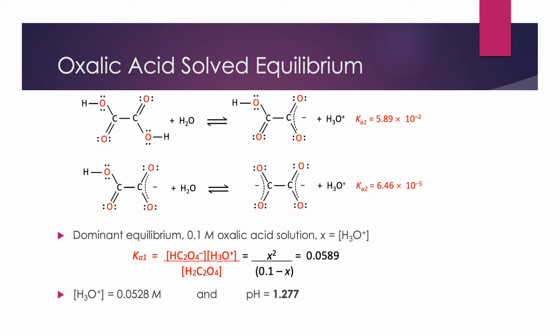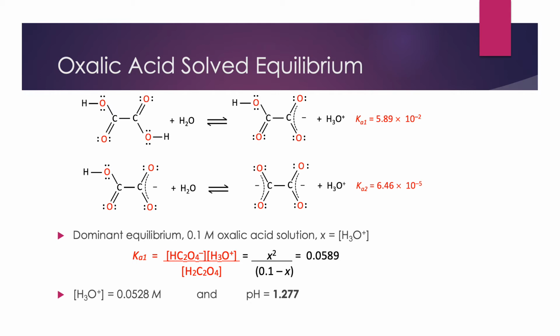So if we just solve that equation for x, we can use Wolfram Alpha to do that, or if we're really keen to do that by hand, it also can be done. But we would then find that x, and therefore the hydronium ion concentration, is going to be 0.0528 molar, and the pH that's implied by that is 1.277.